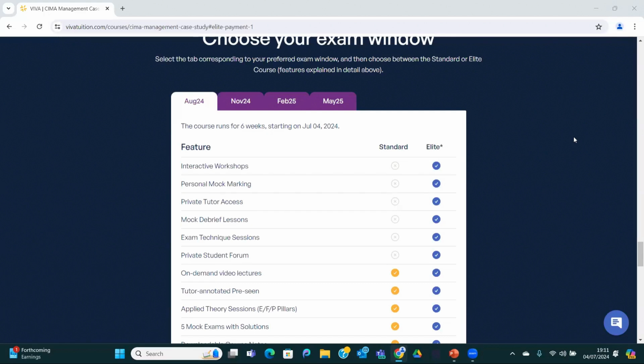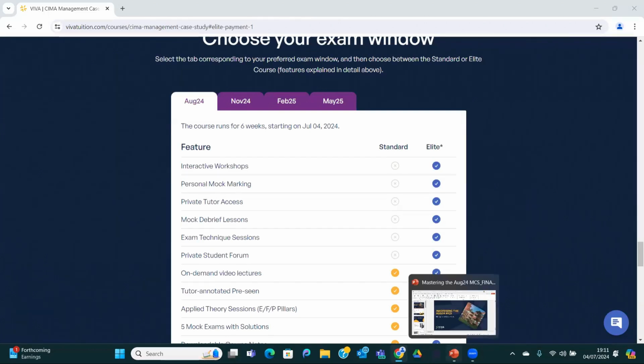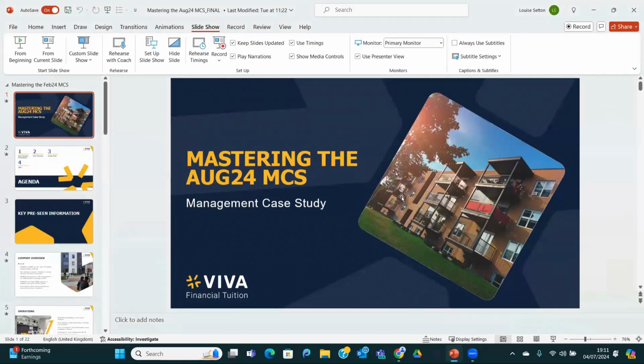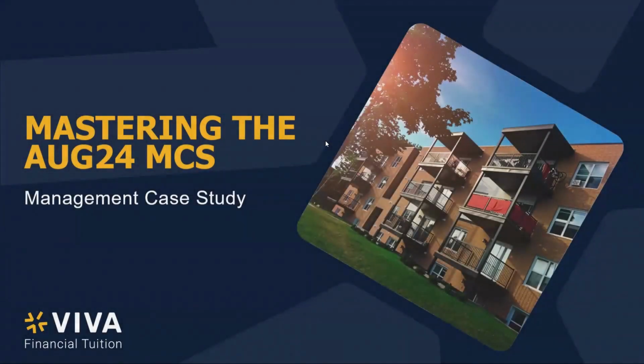So that's the end of that, because now I think what we really want to do is start thinking about what you are now going to do for the next 6 weeks. What are the important things for us to do if we're preparing for this exam? So I'm now going to flip over to my slides, which hopefully you can now see. Mastering the August 2024 management case study. So let's get on with that and set us all off in the right direction, knowing what we need to do.